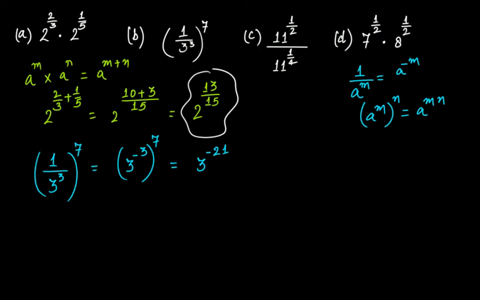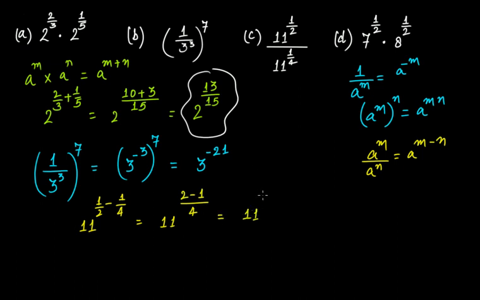Next, this is 11 raised to the power of 1 by 2 divided by 11 raised to the power of minus 1 by 4. So it is of the form a raised to the power of m divided by a raised to the power of n, and this is equal to a raised to the power of m minus n. In this case your a is 11, m is 1 by 2, n is minus 1 by 4, and from here you get 11. The LCM of 2 and 4 is 4, and you get 2 minus 1, and you get 11 raised to the power of 1 by 4, right?